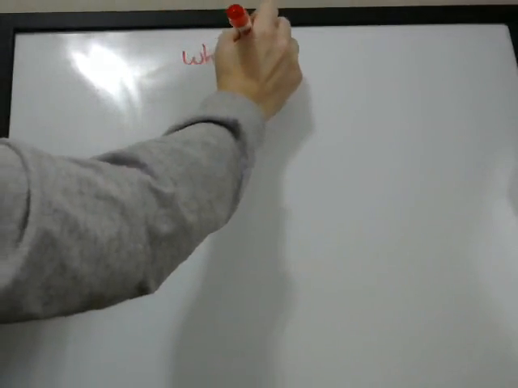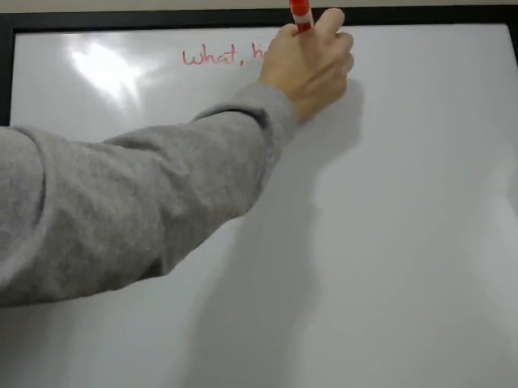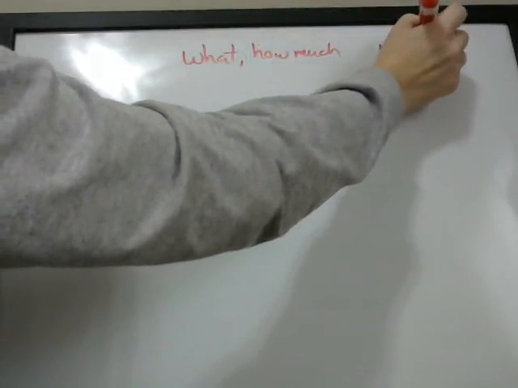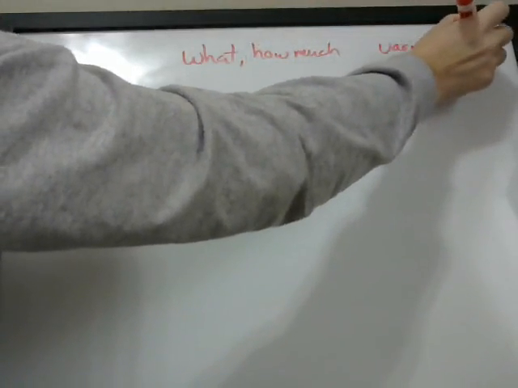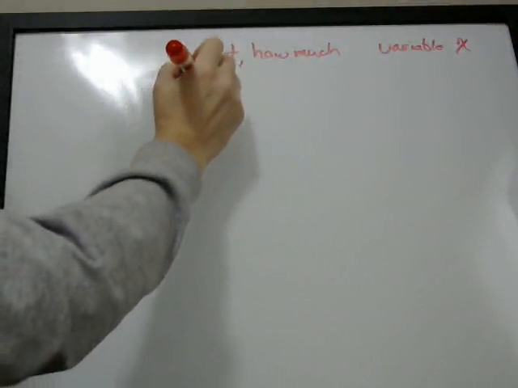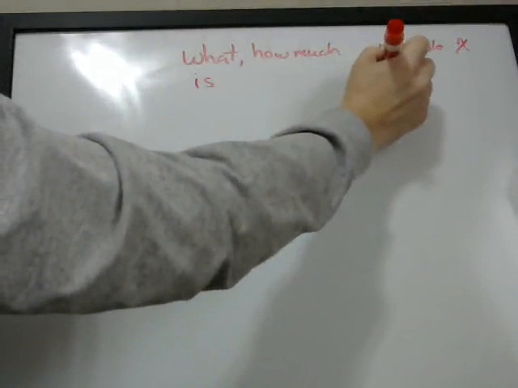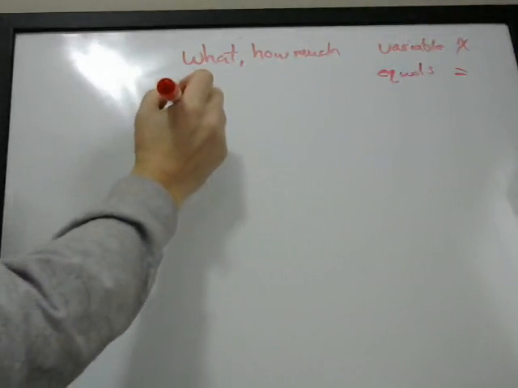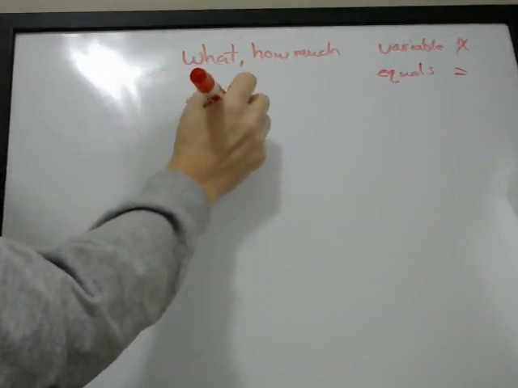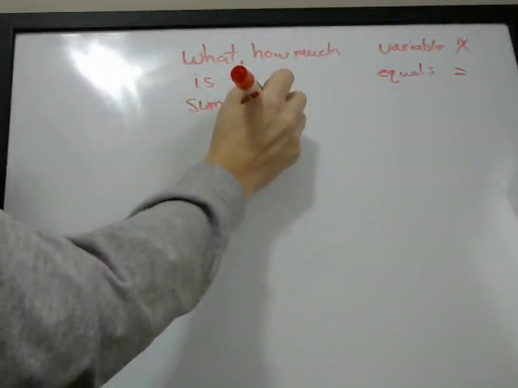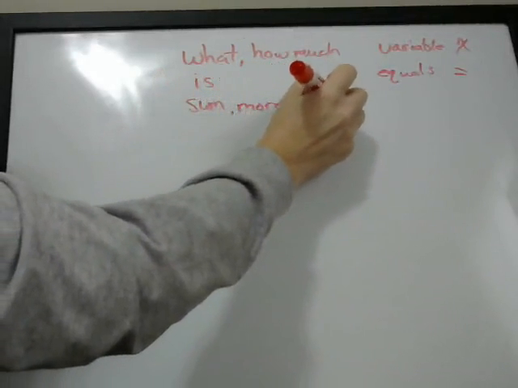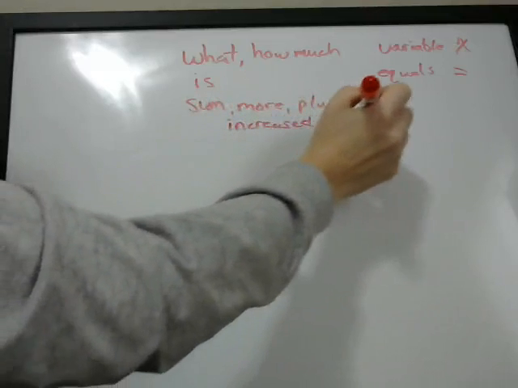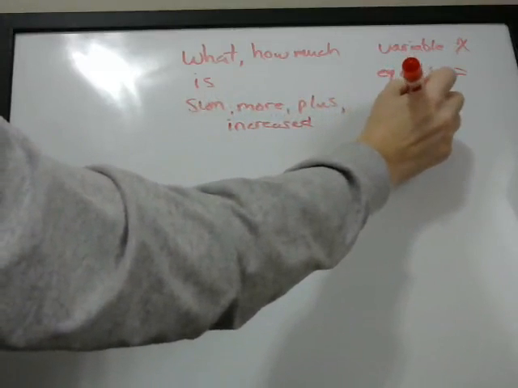What, how much, that's our variable. And for now we're going to represent that with an X. Is means equals. Sum, more, plus, increased. That indicates addition.